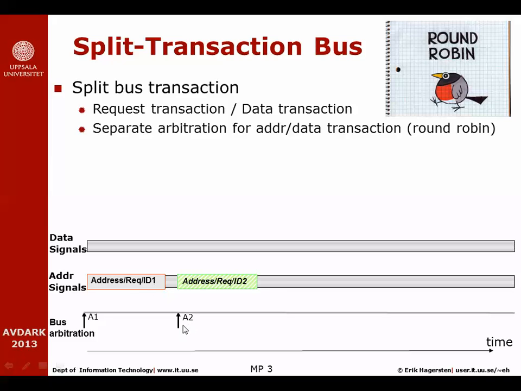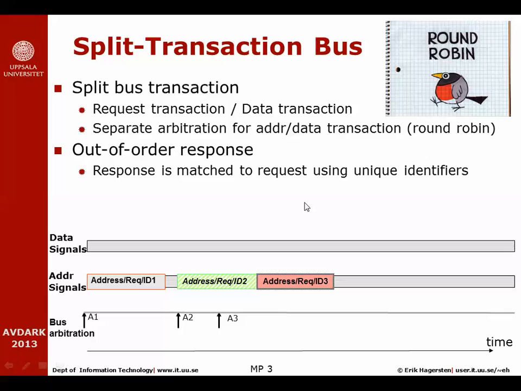We arbitrate for the bus again to send the second transaction, and if we arbitrate for the bus to send the third transaction and the bus is busy, we have to wait until it's our turn to send the transaction. So eventually back to back we'll send the third address transaction with the request encoding as well as some unique identifier.